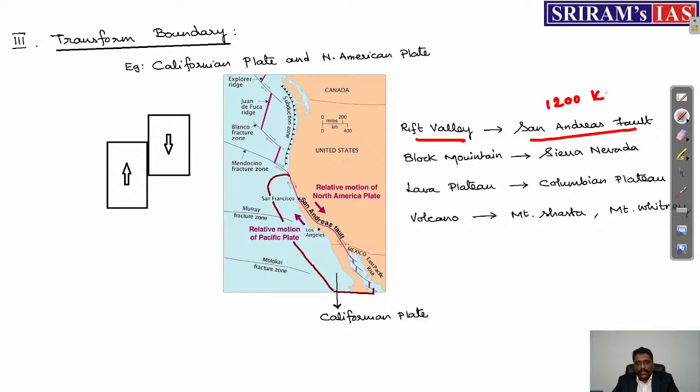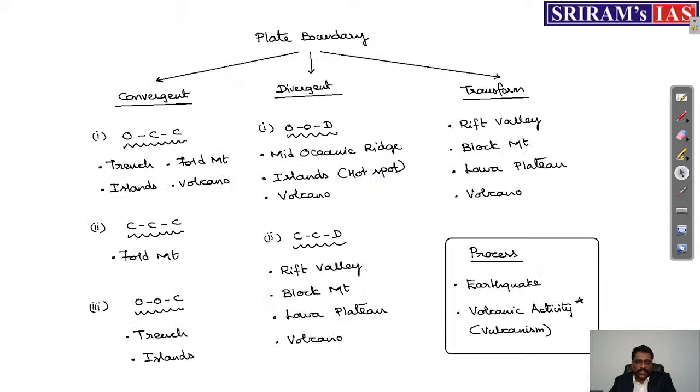1,200 kilometers of continuous Rift Valley. We do have a block mountain here, very important, Sierra Nevada. We do have a lava plateau, flood basaltic province like Columbian Plateau. We do have volcanoes like Mount Shasta and Mount Whitney. Similar features. Okay. So all the features, if I consolidate my difference.